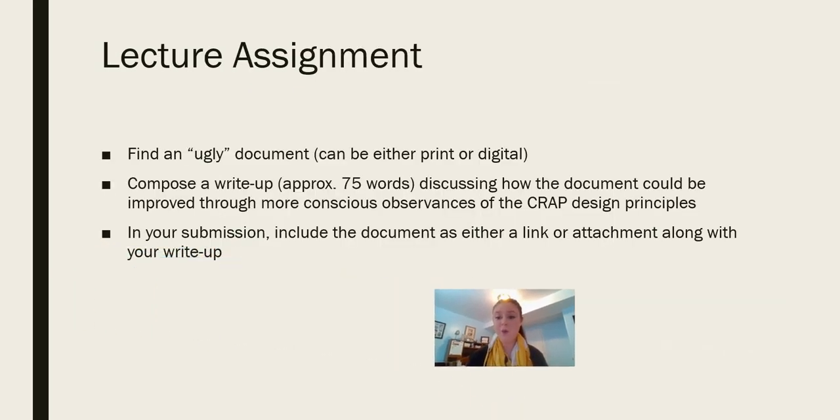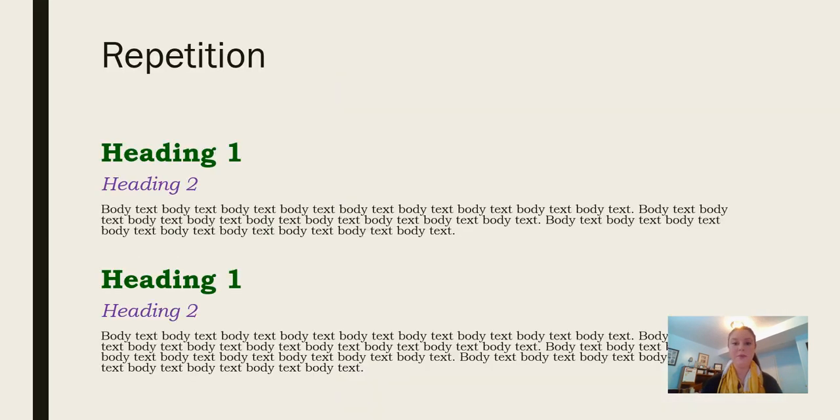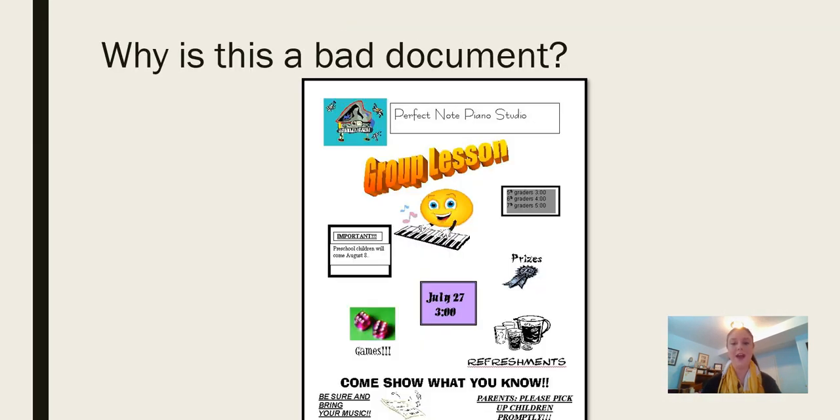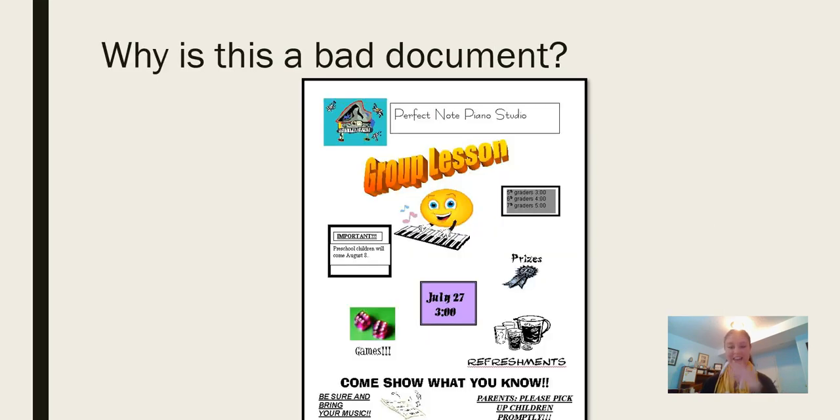Okay, so what I want you to do is find an ugly document, and that can be either print or digital. Remember, this would be an example, going back, of an ugly document. There's no clear contrast. There's no repetition. There's no alignment. There's no proximity. There is nothing whatsoever in this document that demonstrates the CRAP principles of document design. So I want you to find something like this.